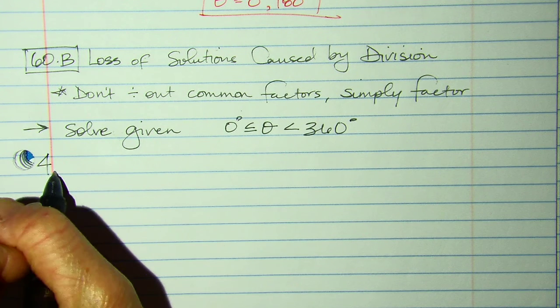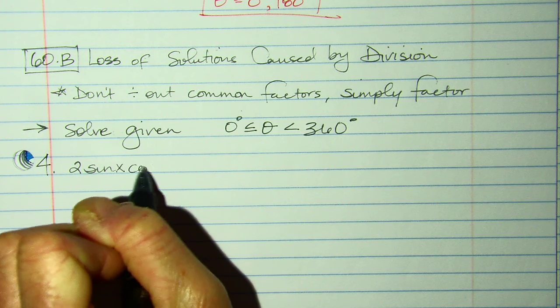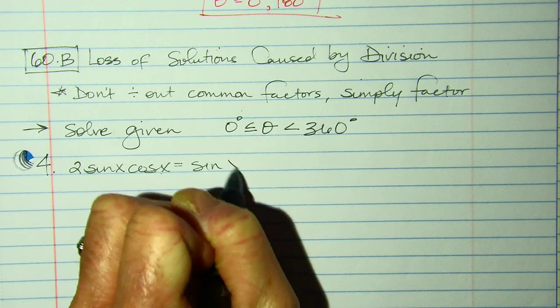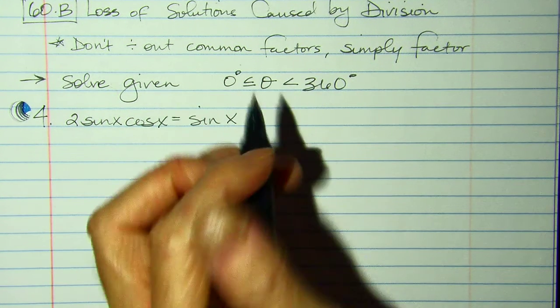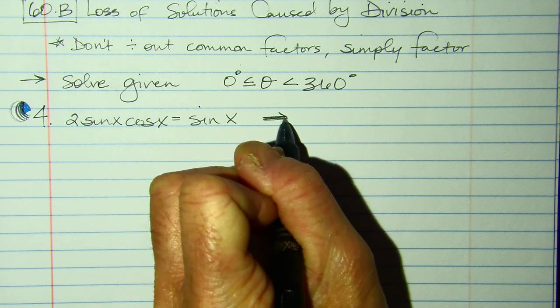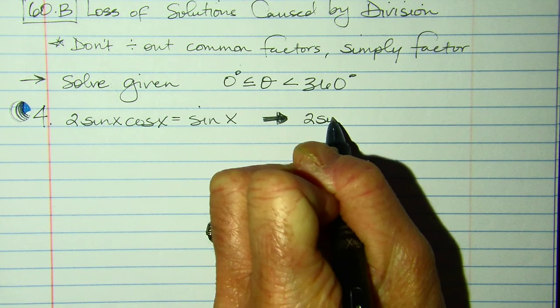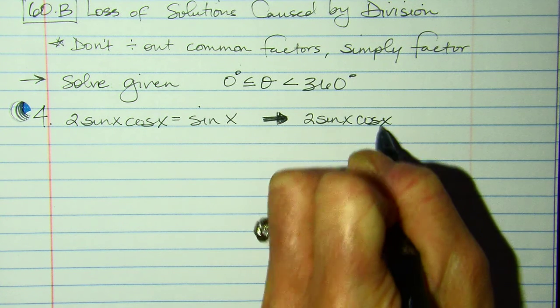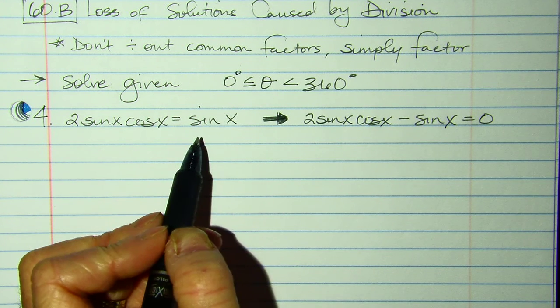So number 4, we're going to solve 2 times the sine of x times the cosine of x equals the sine of x. Now, what they're saying earlier is we are not going to divide by the sine, right? Because that would make it cancel. I'm simply going to factor. So the first thing I'm going to do is rewrite this so that it equals 0. So that would be 2 sine of x cosine of x minus the sine of x equals 0. Right, I just subtracted the sine of x.